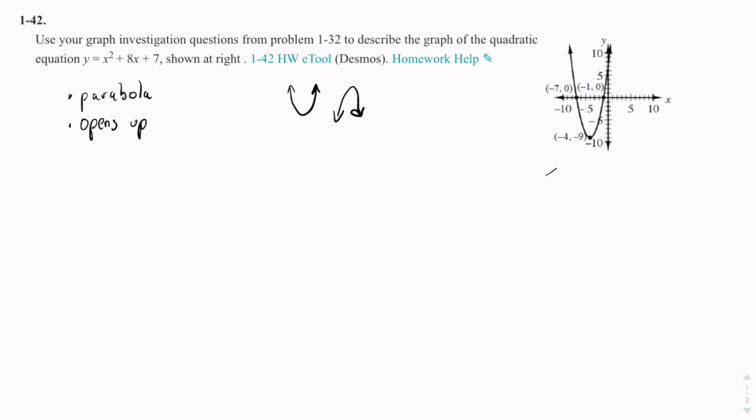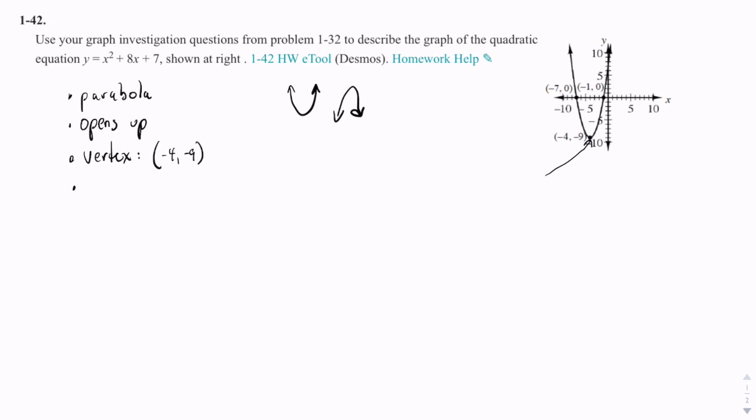Now, one important point is the vertex right there, which is either the bottom point or the top point of the graph. So the vertex is the ordered pair, -4, -9. They give us that.